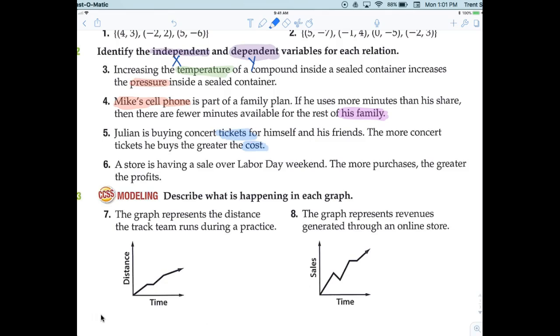And so tickets we would say is the independent, and the cost is the dependent. Which makes sense, right? The cost of the tickets depends upon how many tickets you buy. Exactly. All right. So again, I think we're pretty good with that. Is everybody good? All right.